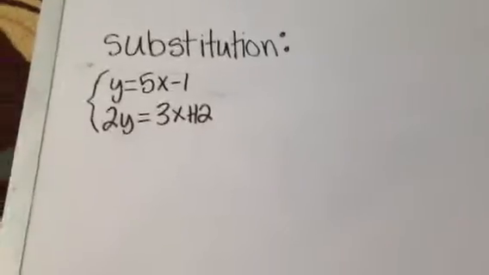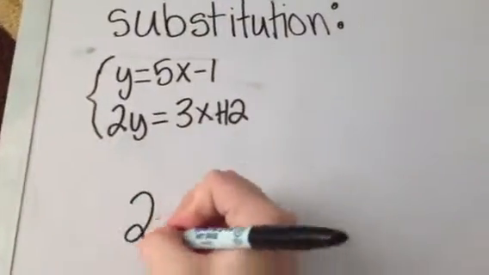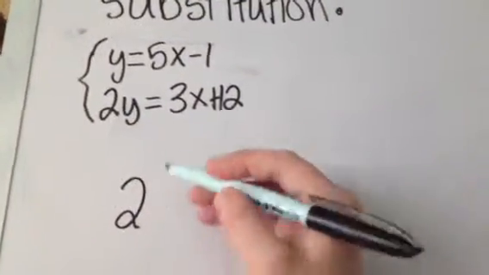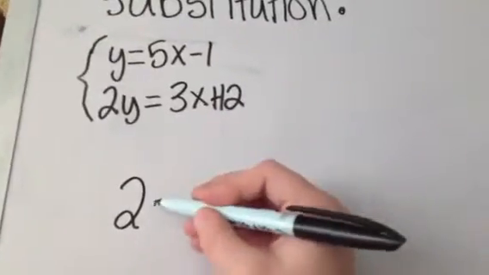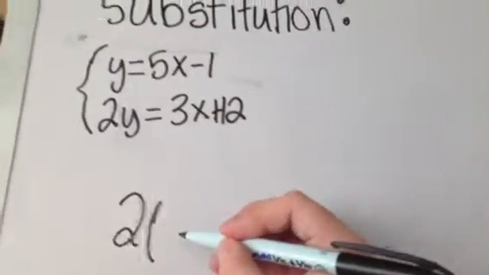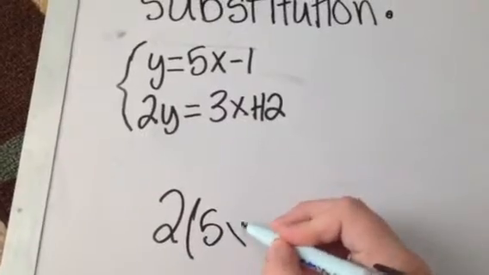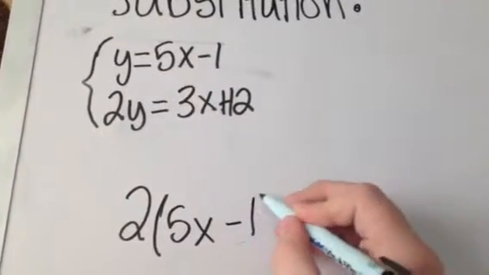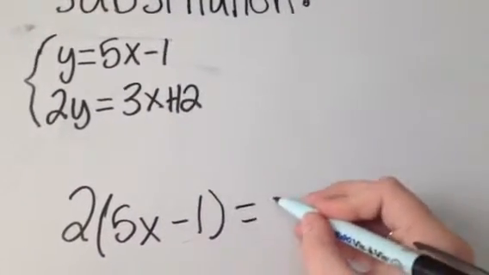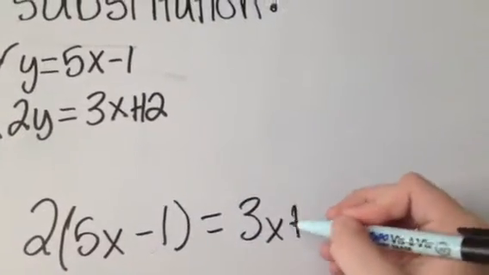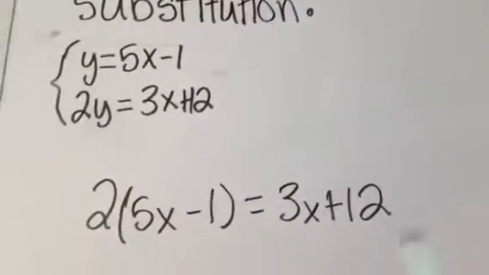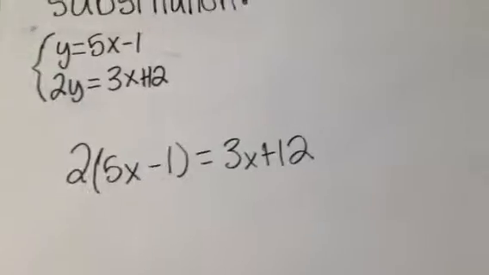And so it's going to look like this. It's going to be 2, and instead of that y, we're going to be plugging this equation into it. So it's going to be 2 parentheses 5x minus 1 equals 3x plus 12. Alright, and now we're going to solve for x.